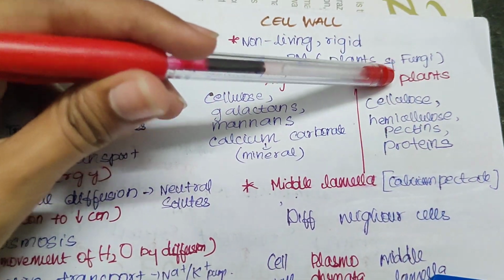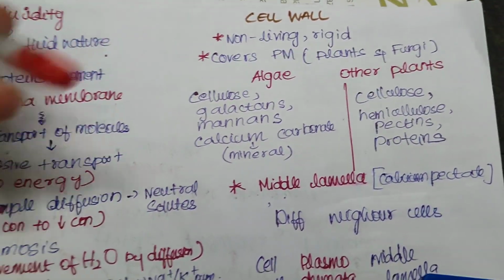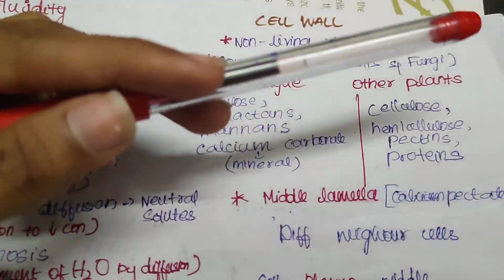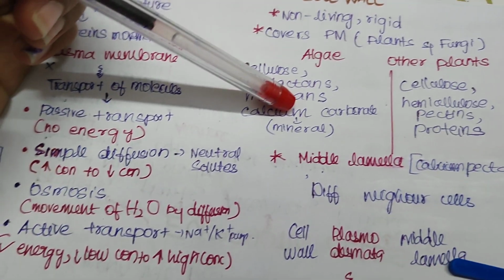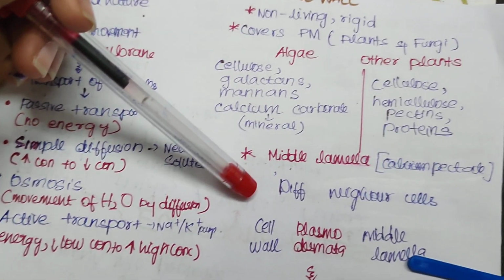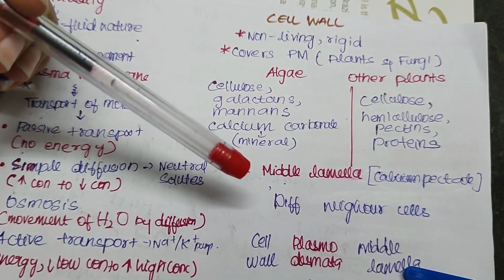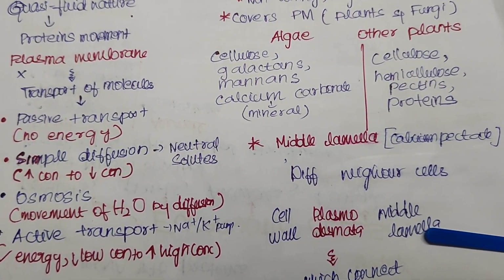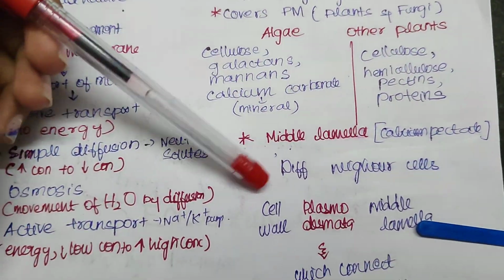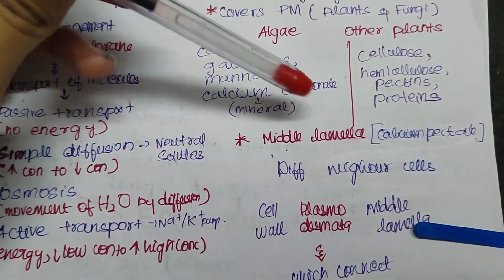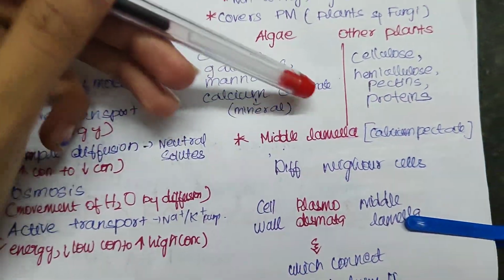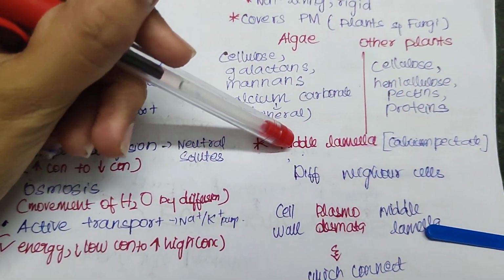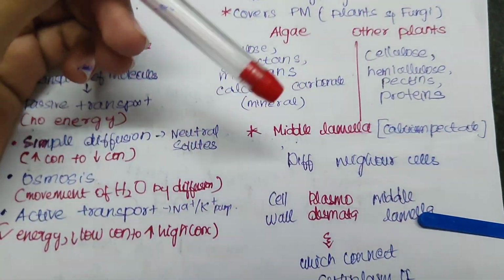But in case of other plants such as pteridophytes, bryophytes, these are the other plants, right? It is made up of cellulose, hemicellulose, pectins and proteins. These are the different types of components present in them. And we have the middle lamella, which glues or connects the different neighboring cells. With the help of the middle lamella, the different neighboring cells are connected together. Okay, this is the use of the middle lamella, and it is made up of mainly calcium pectate.